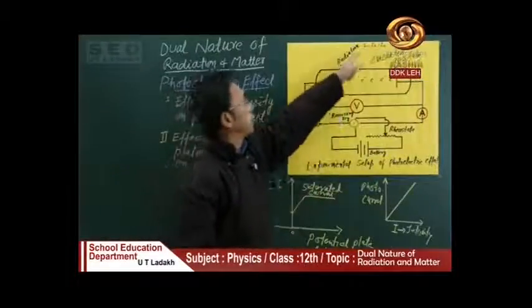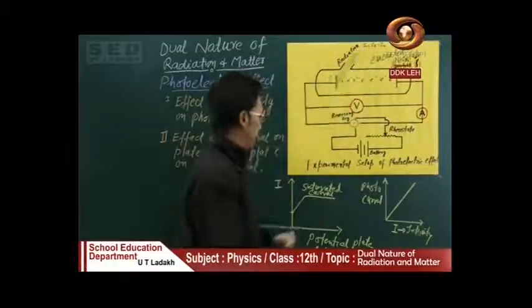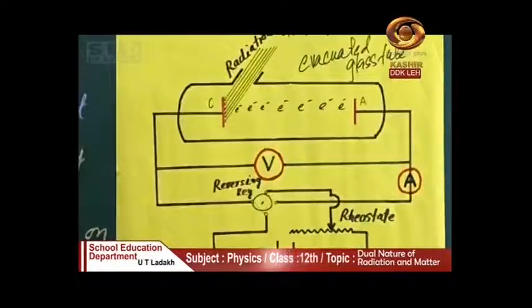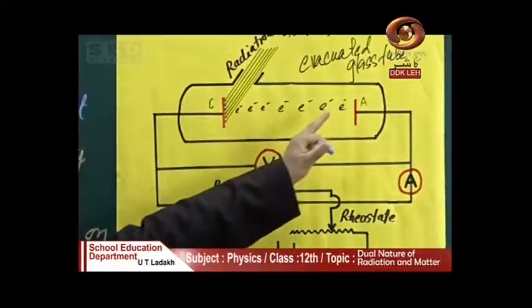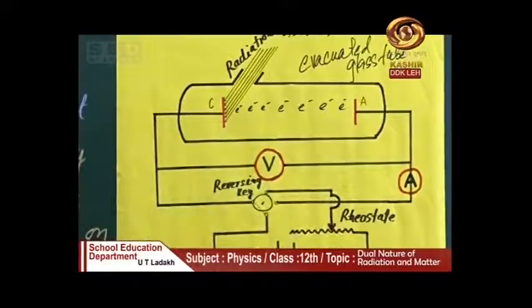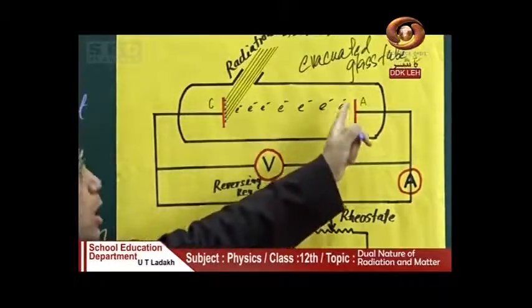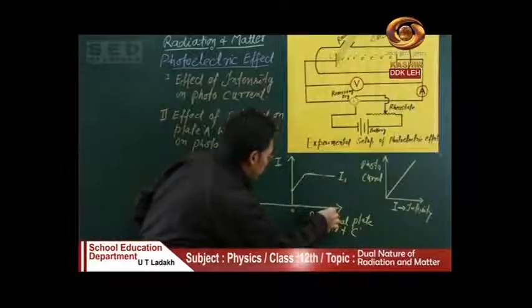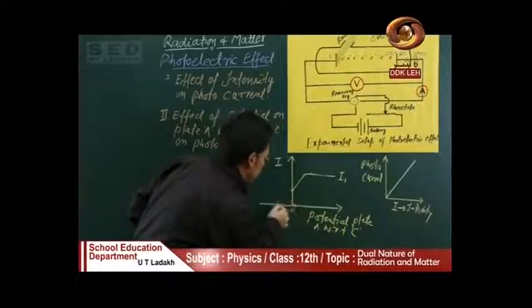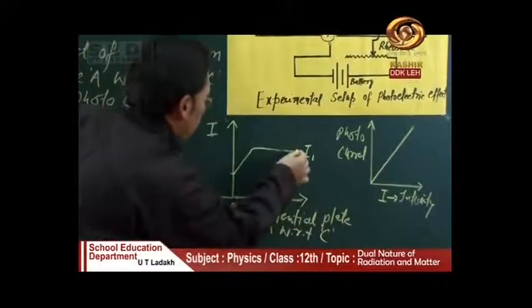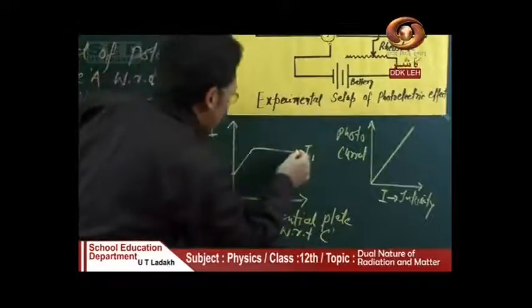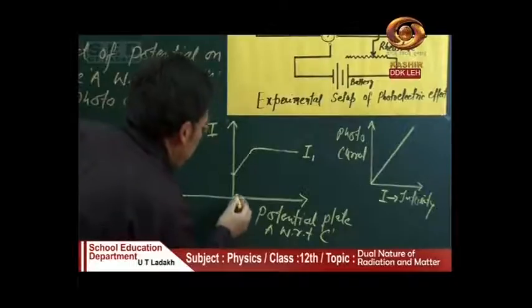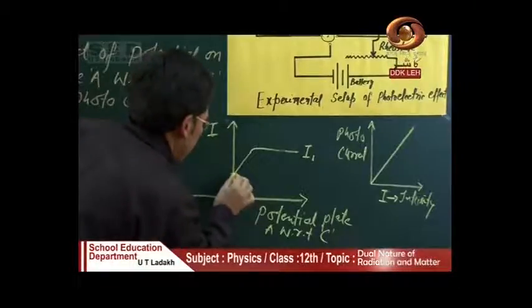यहाँ पे हमने intensity use किया था, सबसे पहले intensity I1. The intensity of our radiation was I1. Now I'm making the potential of plate A lesser, that means we are decreasing the positive potential of A, decreasing it from this stage to the negative side. So the current in the emitter will also decrease like this. And when the potential of plate A becomes zero, the current will reach this point.